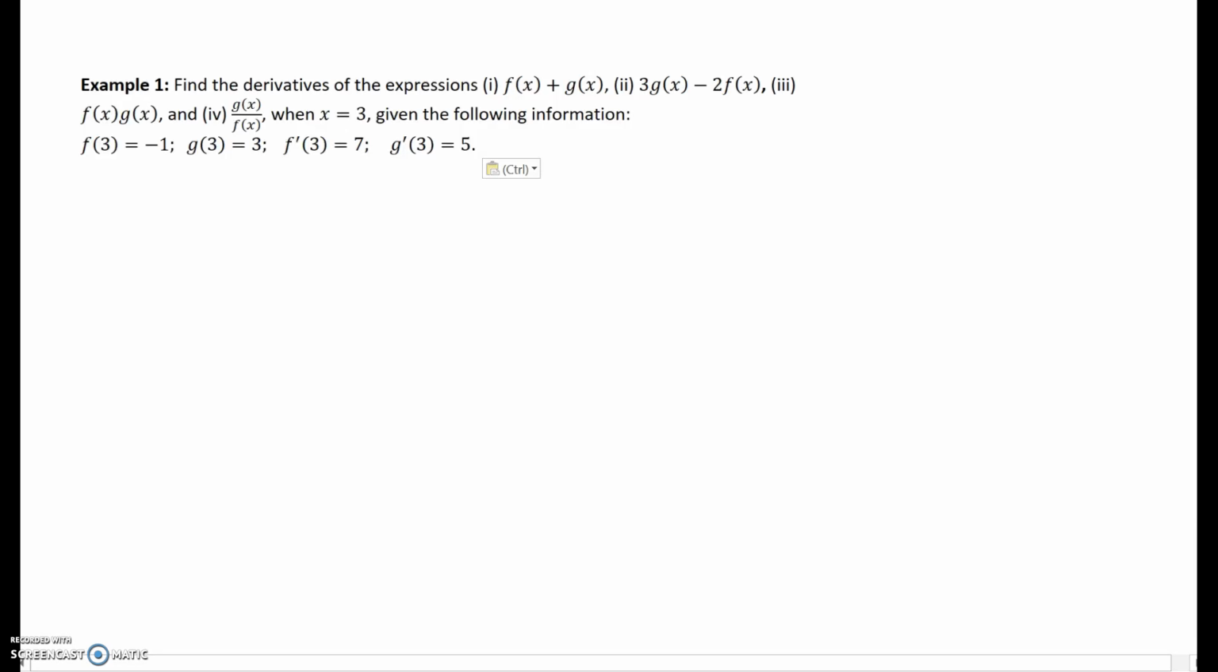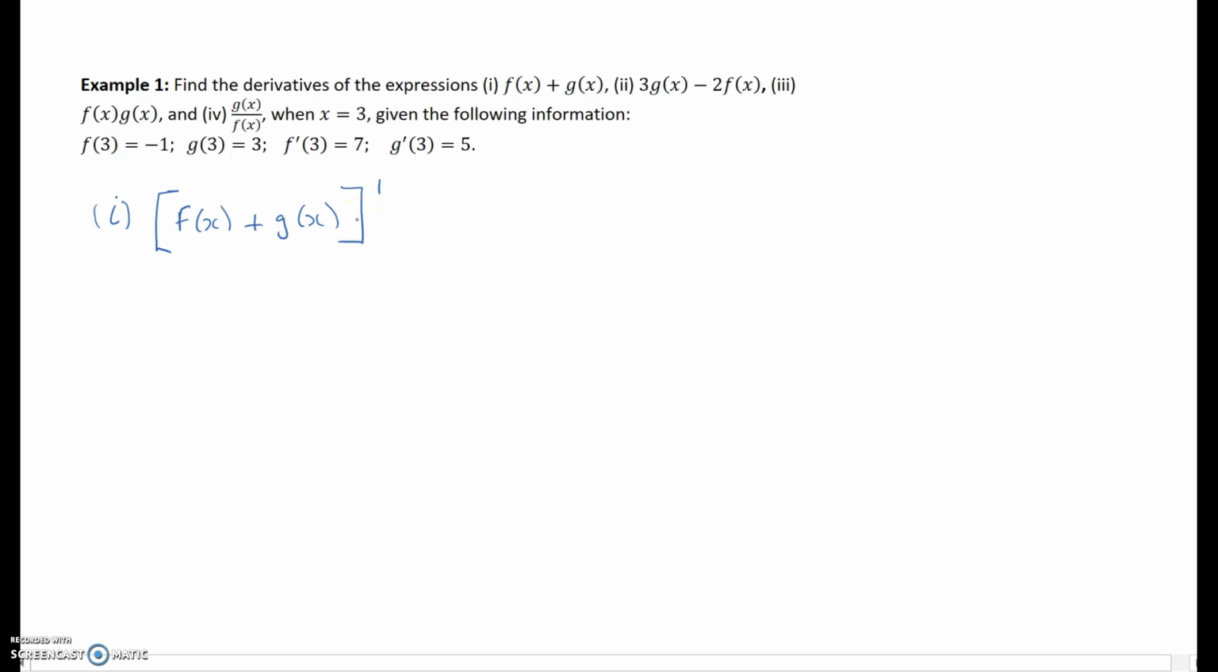Okay, so here is a question on differentiation through Newtonian notation. It might be a little longer than some of the previous videos, so we'll take a look at it now. So the first question is to find the derivative of f of x plus g of x.